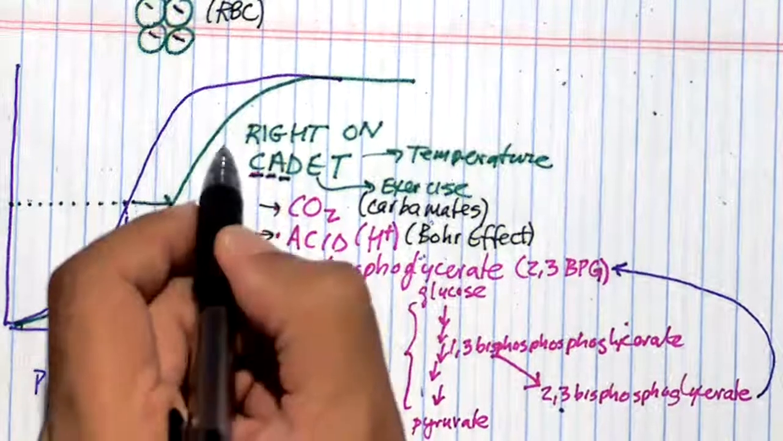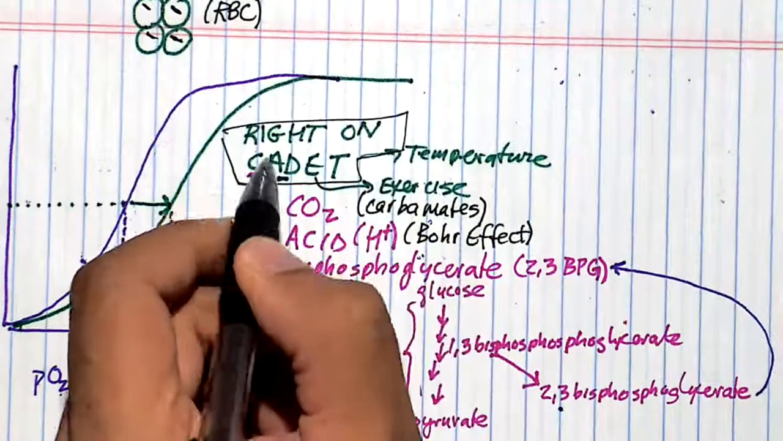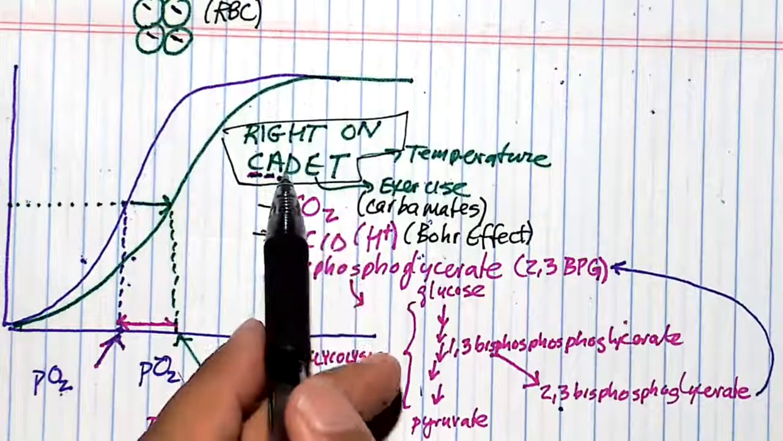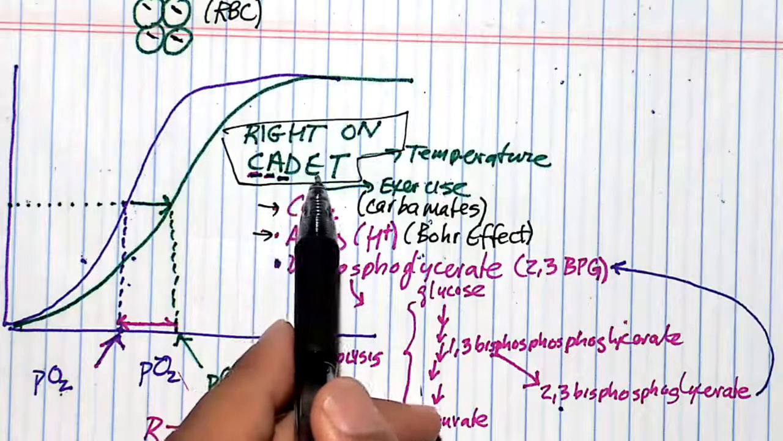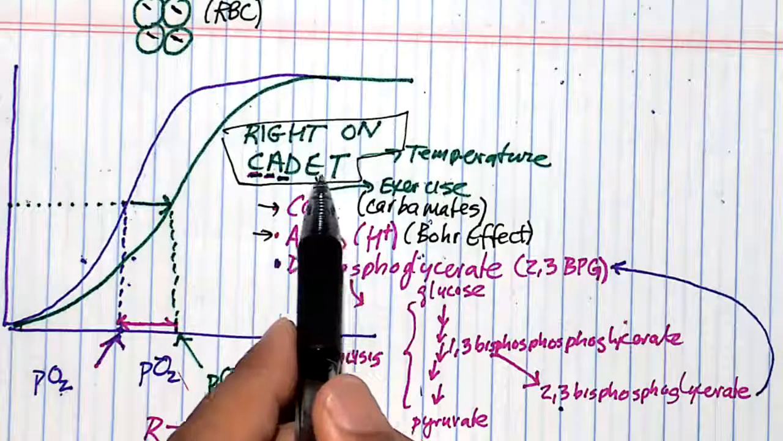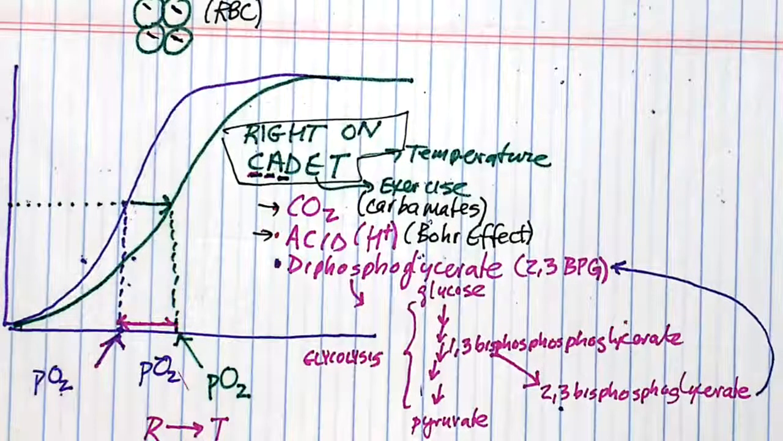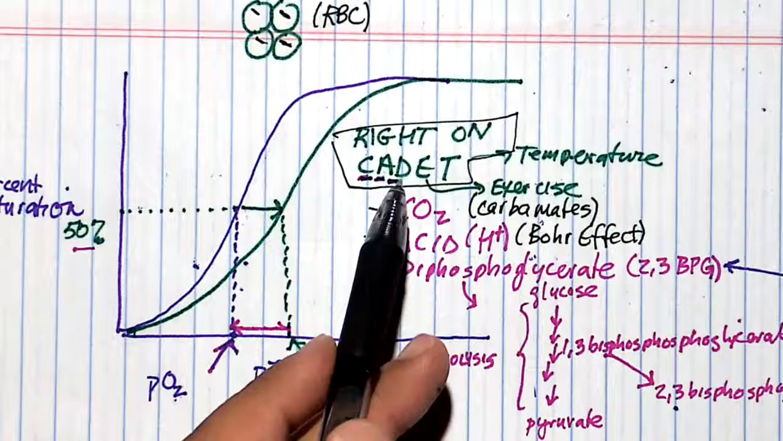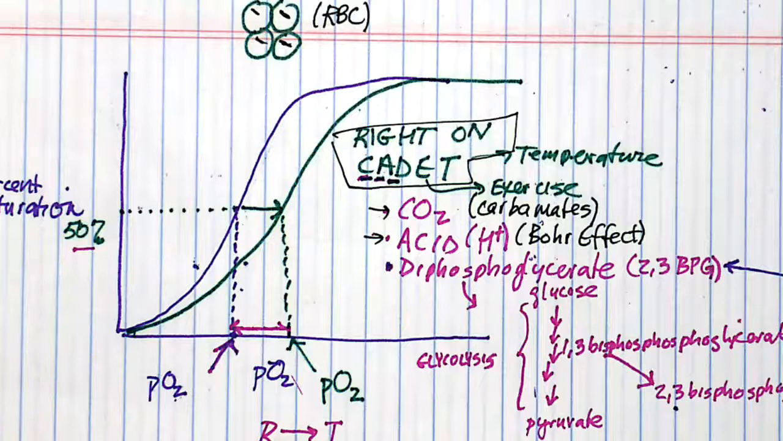Right, CADET. This is a mnemonic, a memory device: carbon dioxide, acid, diphosphoglycerate, exercise, and temperature. These 2 are not really allosteric effectors. They just cause the oxygen binding to shift. But these 3 molecules change and influence the oxygen binding.